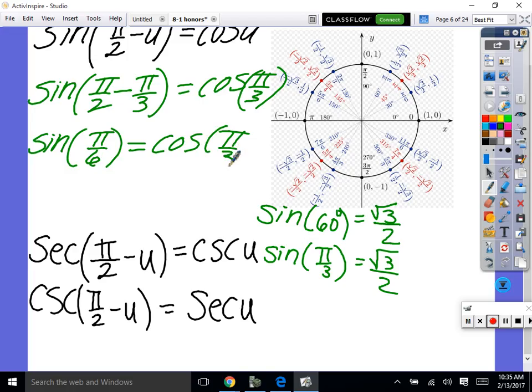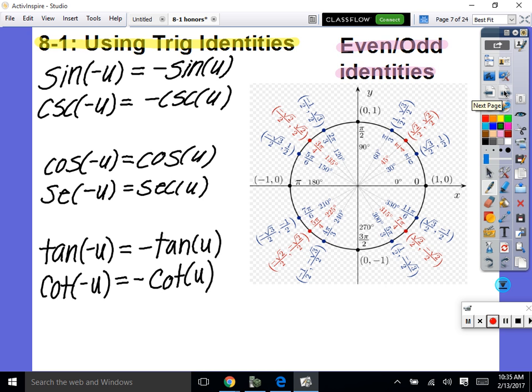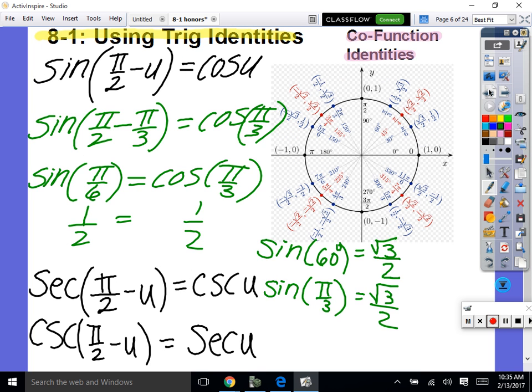Let's see if that's a true statement. Sine of pi sixths, where's pi sixths? Sine is y, correct? So we have 1/2 equals cosine of pi thirds. Find pi thirds, cosine is x. So that's why that works. Good, okay. We could go through and do that with all of them, but we don't need to.